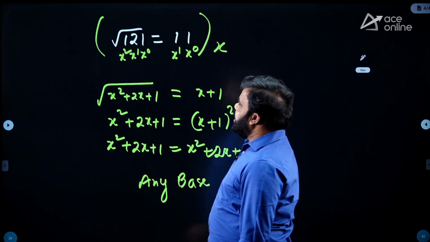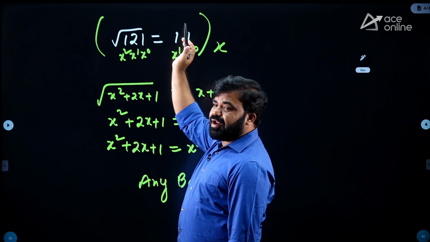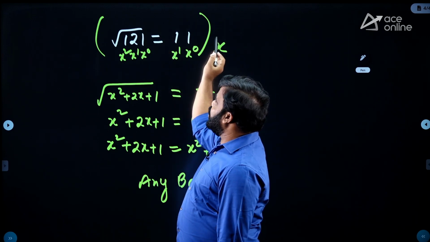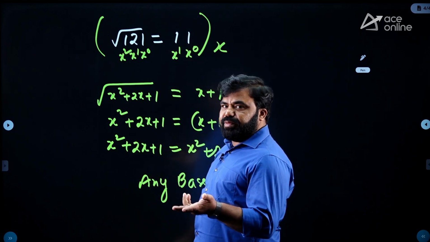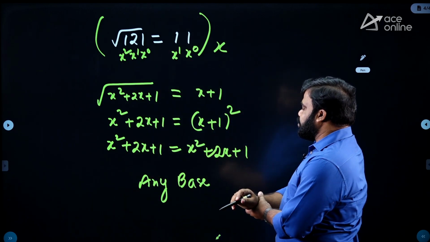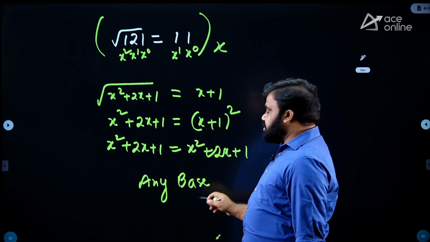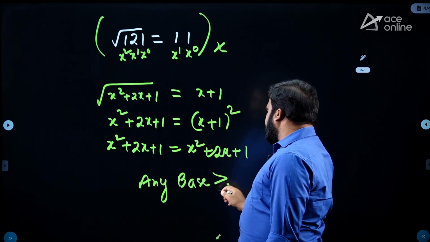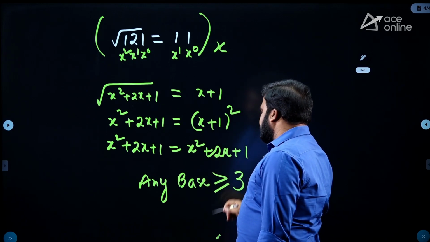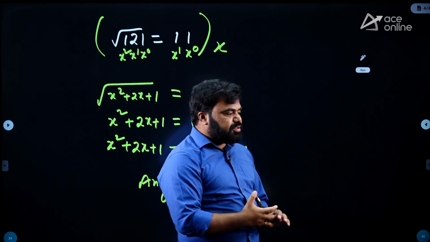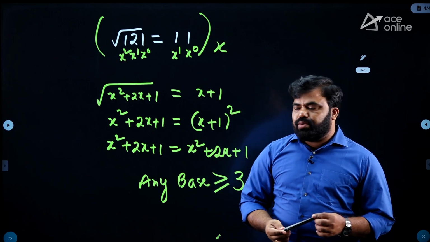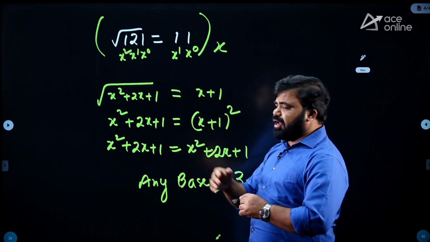But base cannot be 2, base cannot be less than 2, because the most digit in the given equation is 2. Then what can we say here? Any base which is greater than or equal to 3. So this equation is true from base 3 and above. This type of questions we have already discussed.